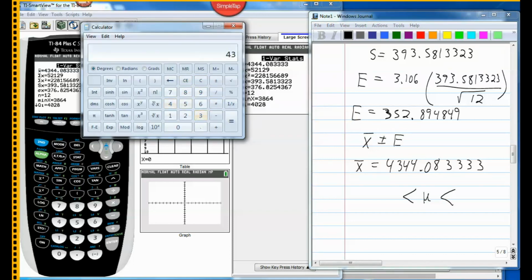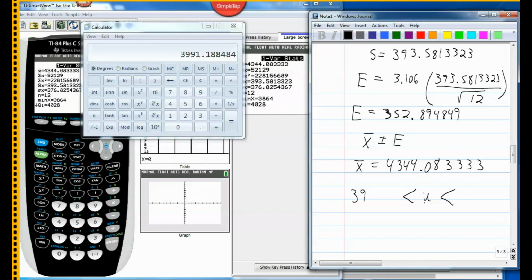So 4344.083333 minus the margin of error, 352.894849. And this is where we round. I know we have both of these already rounded, but we round to 3 digits, I believe. So this bottom boundary here is 3991.188.